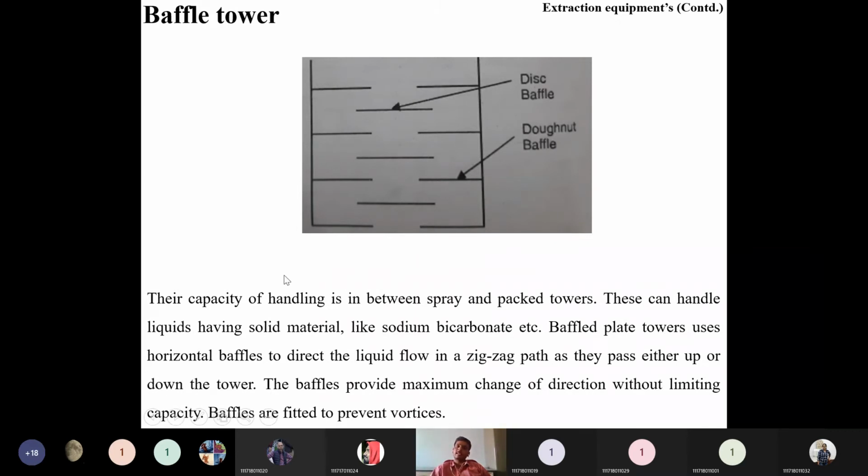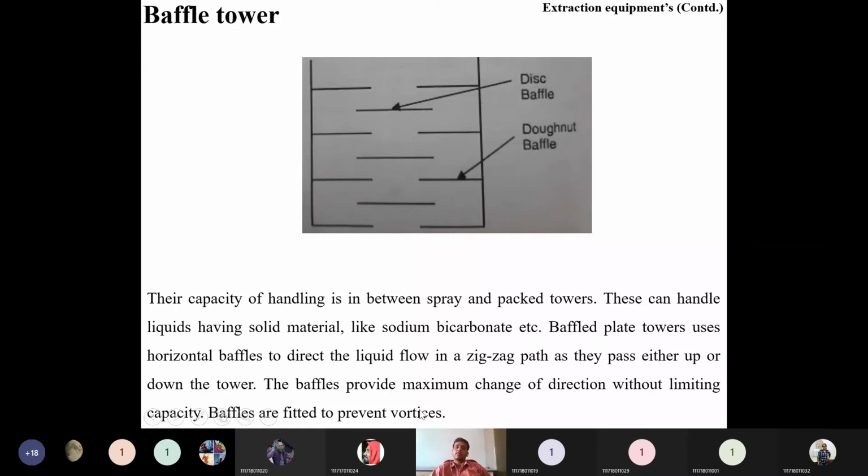So these can handle liquids having solid materials. There is a huge opening here, so if the liquid is having some solid materials also, we can use these baffle towers. The baffle tower plate uses horizontal baffles to direct the liquid flow in a zigzag pattern. Direction change is there, as they pass either up or down the tower. The baffles provide maximum change of direction without limiting capacity.